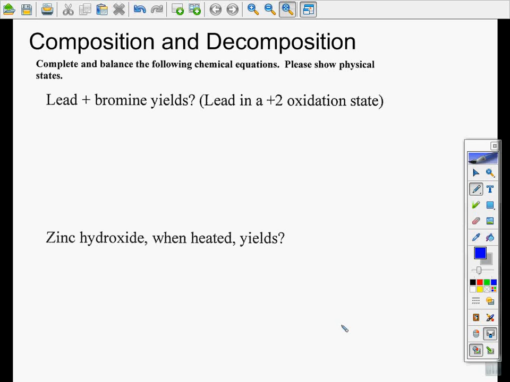Look at a composition and a decomposition problem. We're going to start with the composition problem. It says complete and balance the following chemical equation. Make sure you show the physical states.